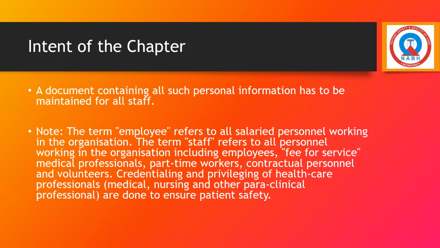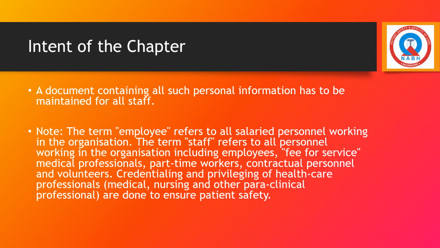Okay, so now we will talk about the rest of the points of the intent of the chapter. So the last point here on the slide is the document containing all such personal information has to be maintained for all staff. So there should be a document, there should be a file which contains all the personal information about the staff, their certificates, their address, their blood group, their parents' name, their age, their qualifications, and their credentials. Everything should be stored in that file. Okay, so that is really very important.